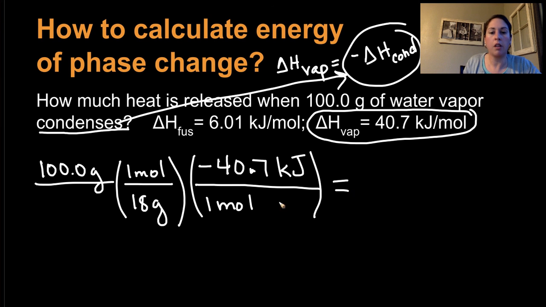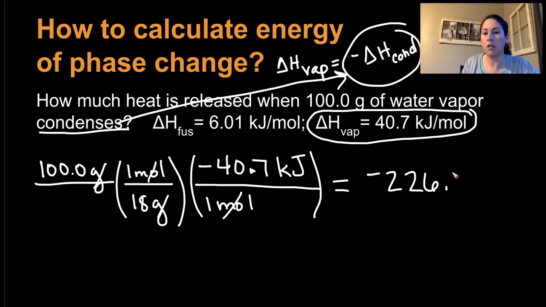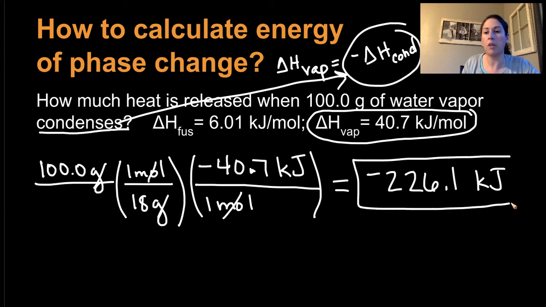Okay, we do the math on that, cancel our units. 100 times negative 40.7 divided by 18, and we get negative 226.1 kilojoules. Okay. This process has a negative value, so it is exothermic. Actually, condensing water ends up giving off some heat. All right.